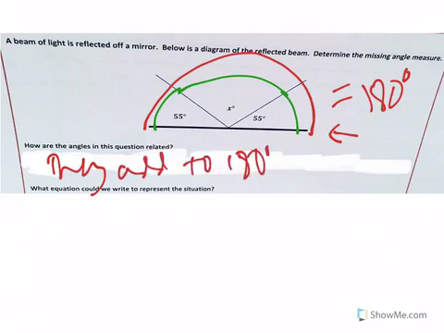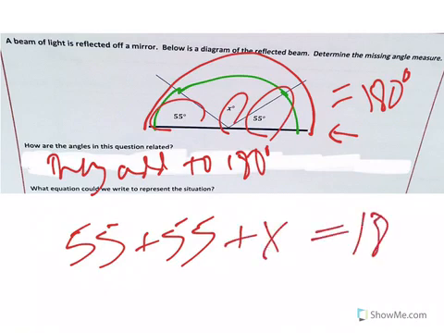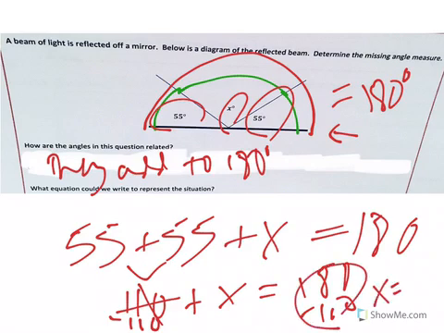So what equation could we use? Well, we've got this 55, we've got this 55, then we have x. So if you add those all up, you're going to have 180. You can combine these terms here. 55 and 55 is 110, plus x equals 180. We want to isolate the variable, so we subtract 110 from both sides. This cancels out. We end up with x equals 180 minus 110, which is 70 degrees.